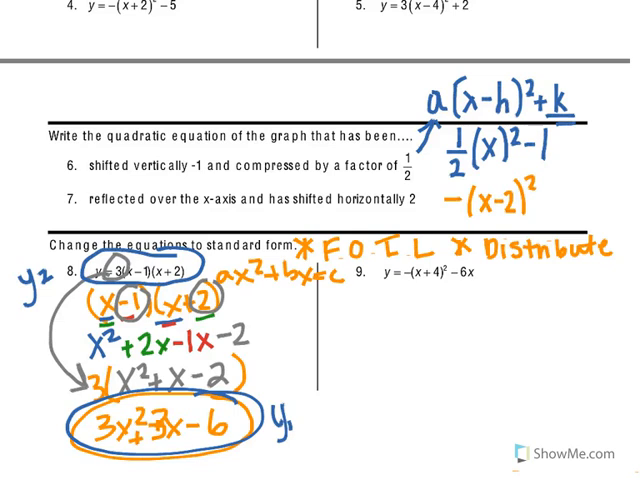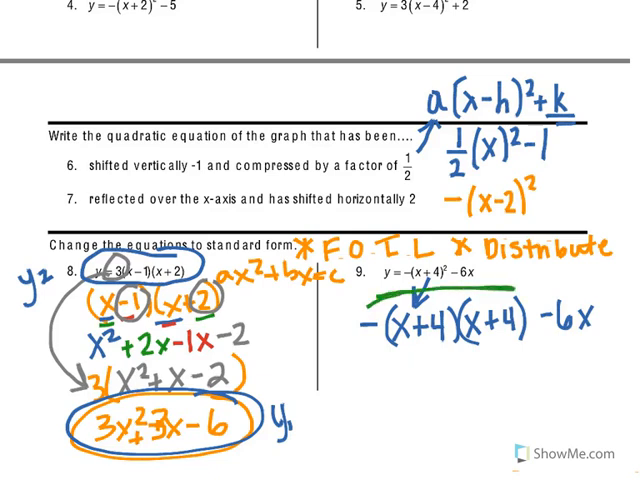Okay, so number 9, we're going to do the same thing, but you have to look at, if it's in vertex form, that means that we have to write x plus 4 and x plus 4 twice because it's squared. Okay, and then we can't forget about the -6x or the negative on the outside. So first, we're only going to distribute this negative on the outside of these. So after we FOIL, we'll distribute the negative, and then we'll go and subtract the -6x.